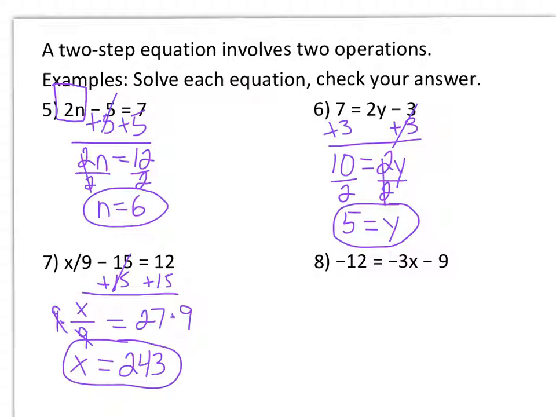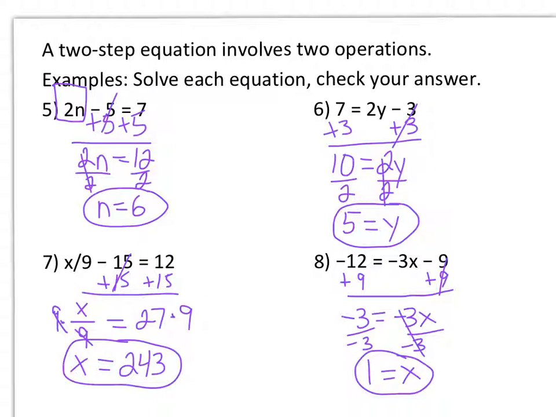Okay, and number 8. So we want to get the negative 3x alone. So add 9 first. Negative 12 plus 9 is negative 3, which is equal to a negative 3x. And then divide by negative 3. Negative 3 divided by itself is positive 1.